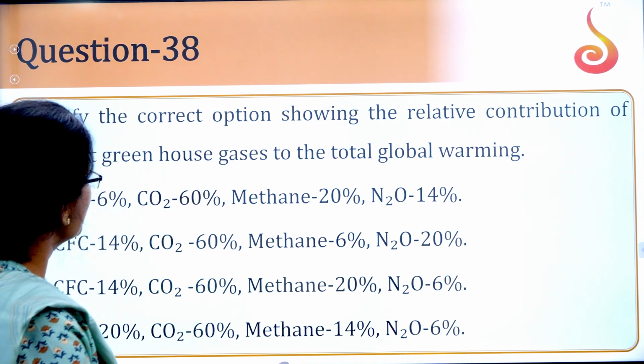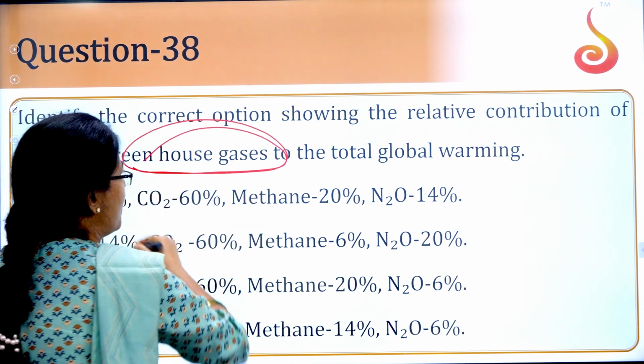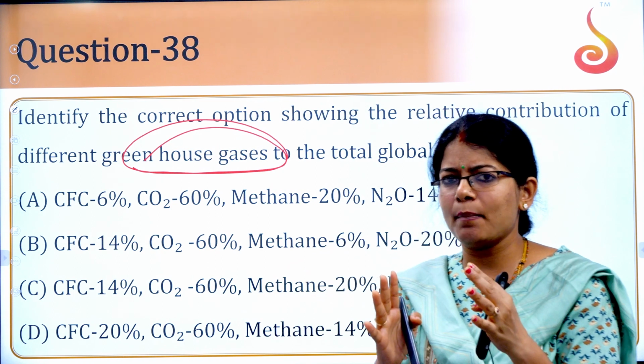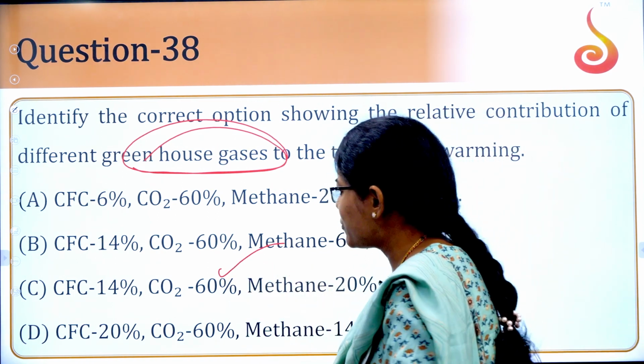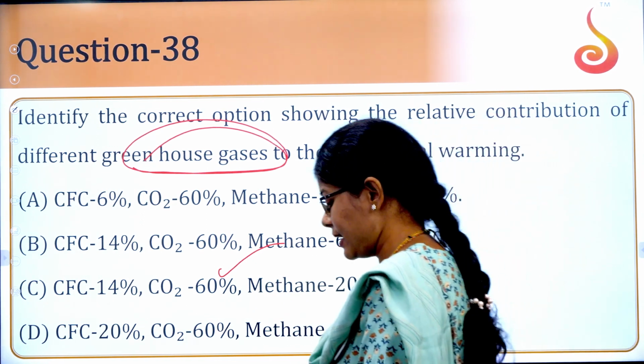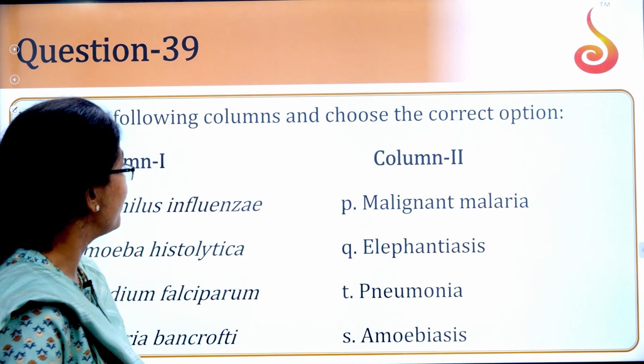Identify the correct option showing the relative contribution of different greenhouse gases. There's a pie diagram shown in your textbook and this is a very simple question. If you see, this is option C. CFC 14%, 60% methane, 20%, yes. So this is again, as I said, a very, very straightforward question.